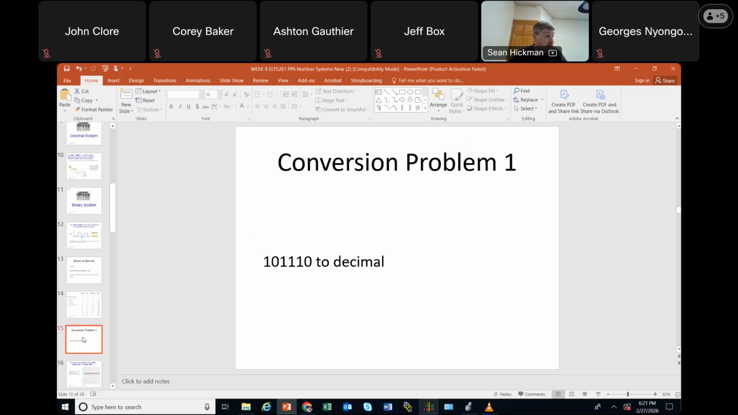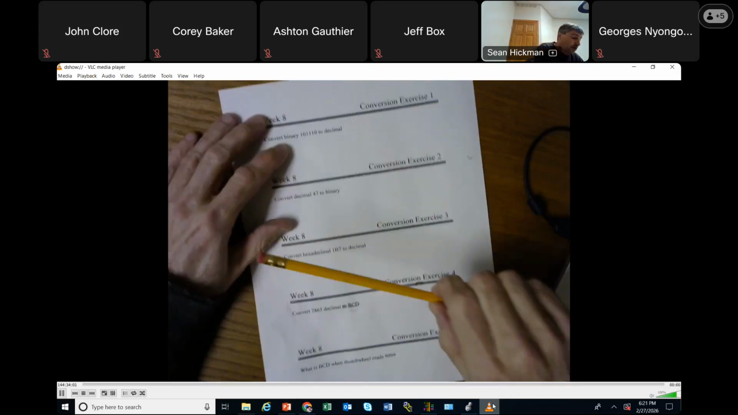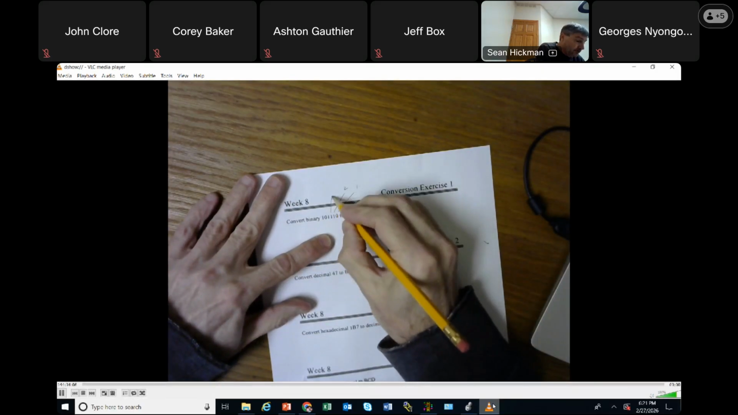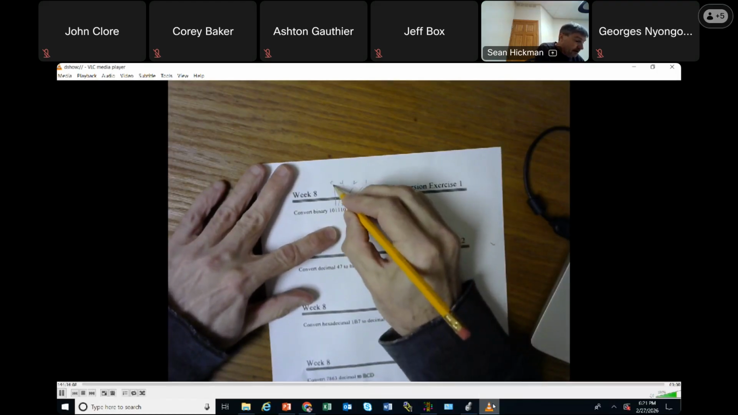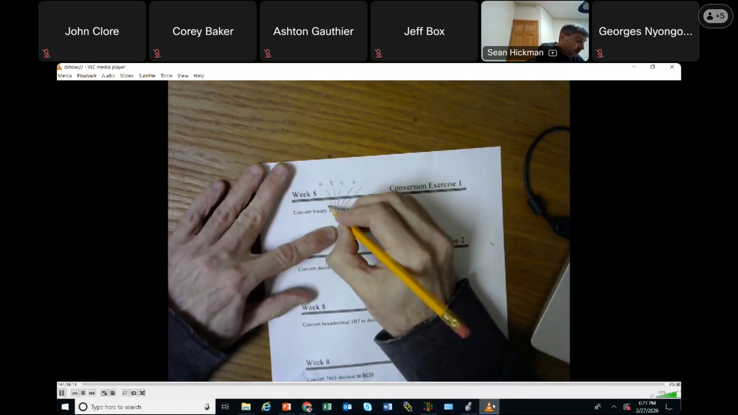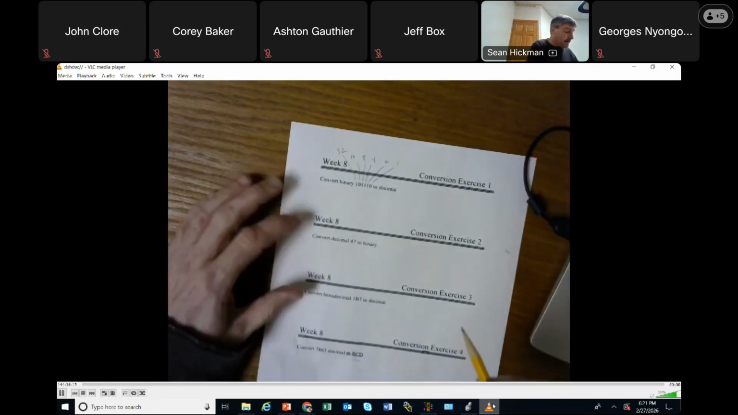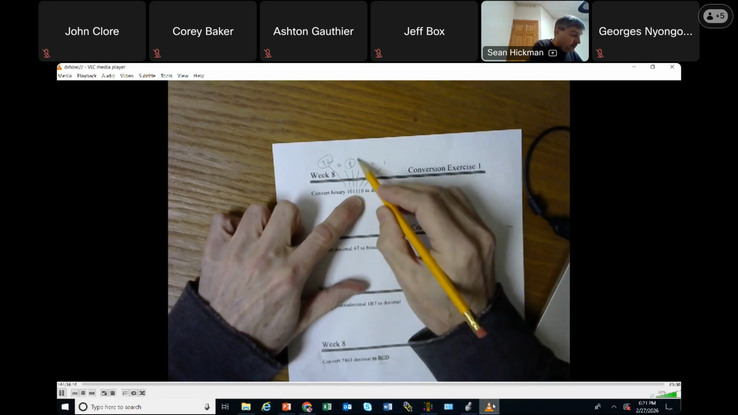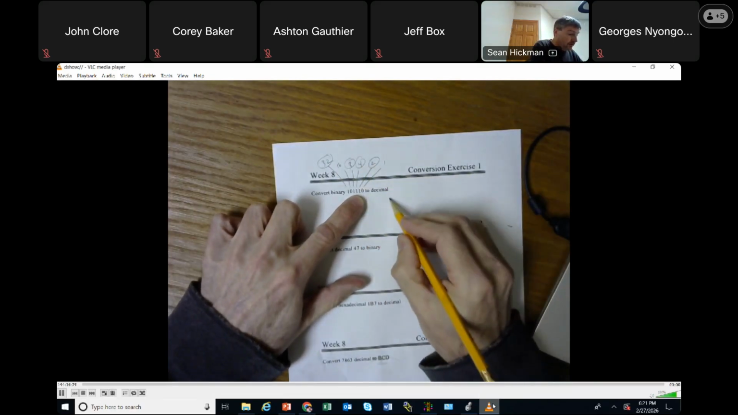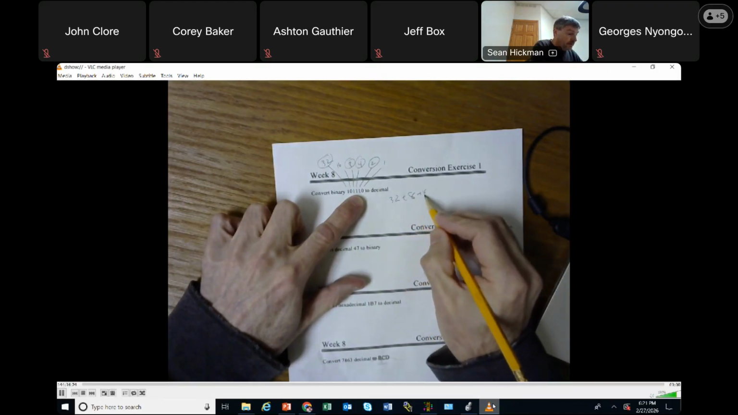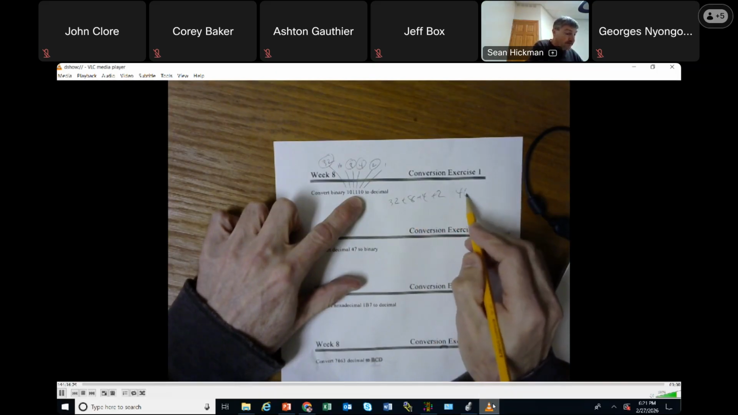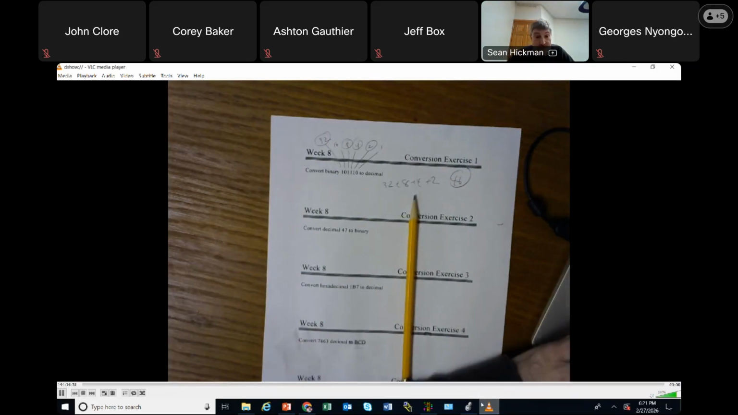Conversion problem 1. It says 101110 to decimal. So that's what I was just showing you. This right here is the 1s. This is the 2s. This is the 4s. This is the 8s. This is the 16, and this is the 32. So it looks like I have a 32. It looks like I have an 8. It looks like I have a 4, and it looks like I have a 2. So 32 plus 8 plus 4 plus 2 is what I'm seeing.